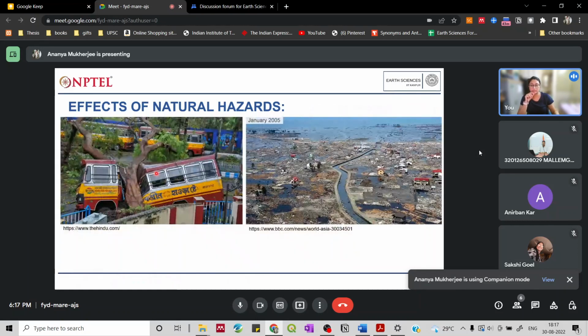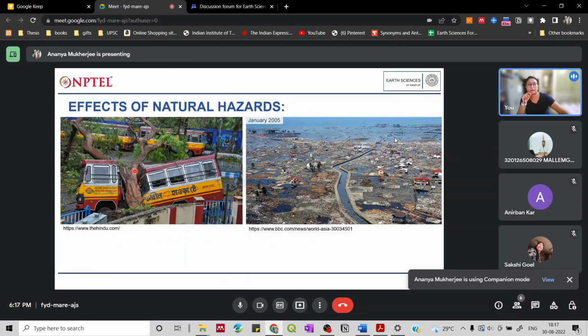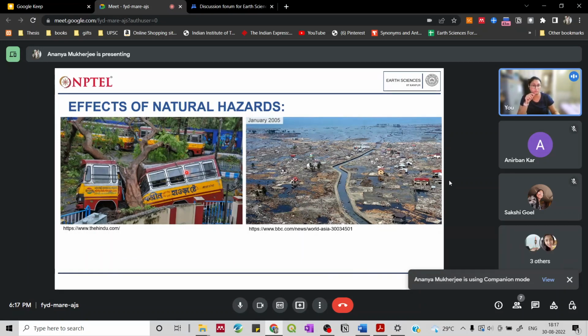Then over here we see the image to your left hand side is the after effect of the Amphan cyclone that occurred in 2020. It hit the coast, the areas in Odisha and West Bengal. So you can see this is again damage to properties that we can see here.